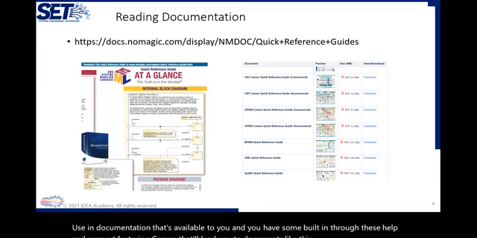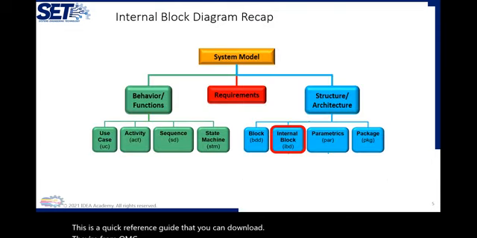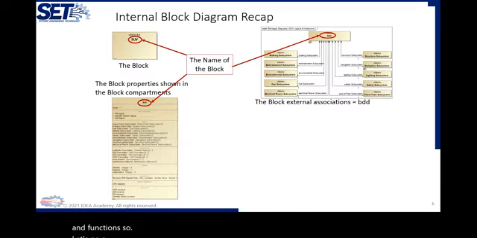So this is a quick reference guide that you can download. They're from OMG. Alright, so we see our internal block diagram. This is our hierarchy of our diagrams. You see the internal block is located in structure architecture. We've spent a fair amount of time lately working in behavior and functions. So let's go a little deeper into some structure here.